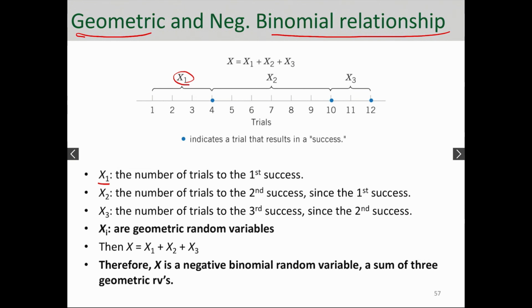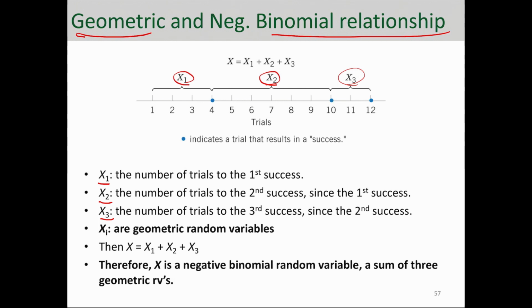Now, assume that x2 is the number of trials to the second success since the first success. Since the first success is here, and then you get to the next success, that's also a geometric random variable because you're only looking for one success since the previous one. That's geometric. And x3 is the number of trials to the third success since the second success. So that is also a geometric random variable.